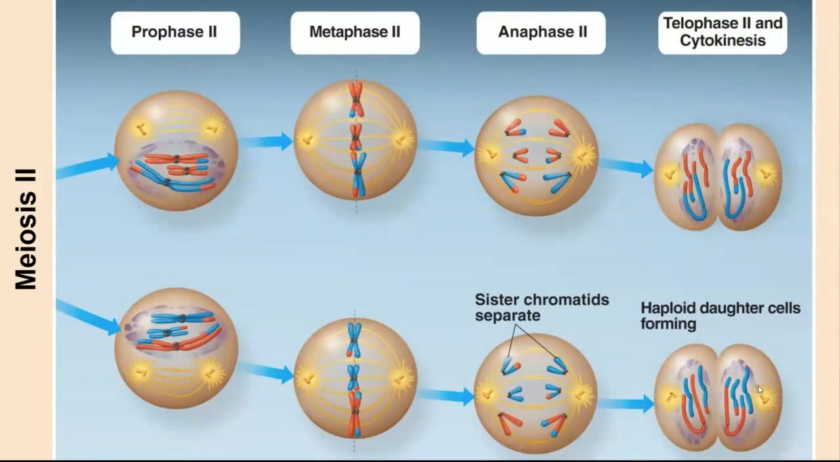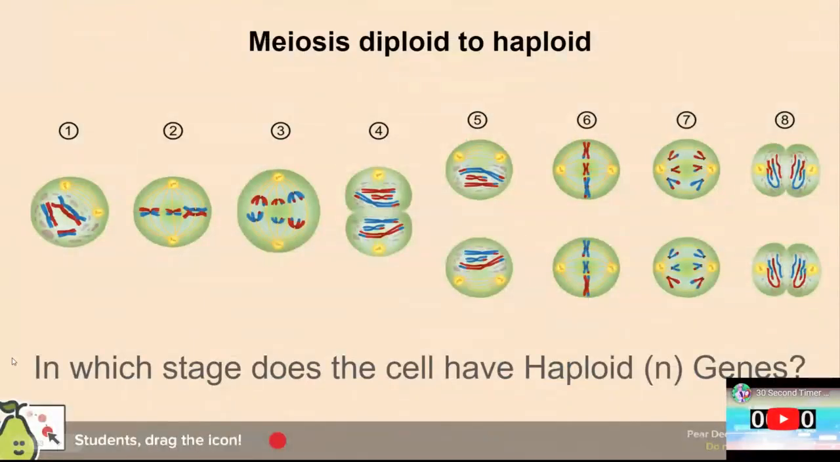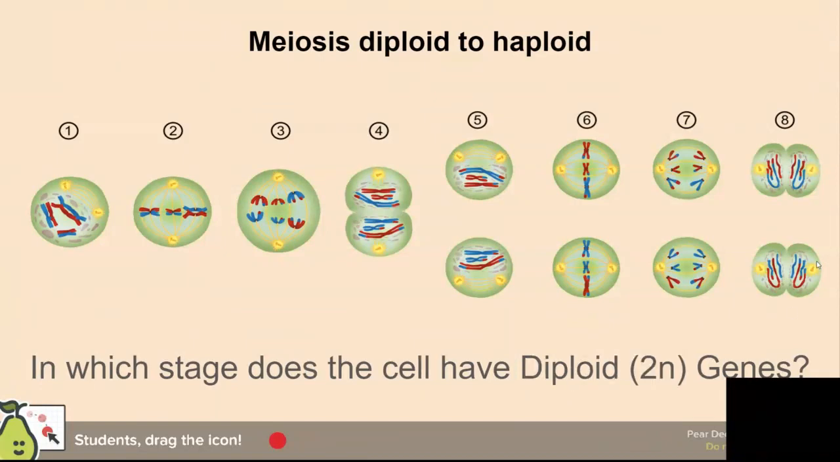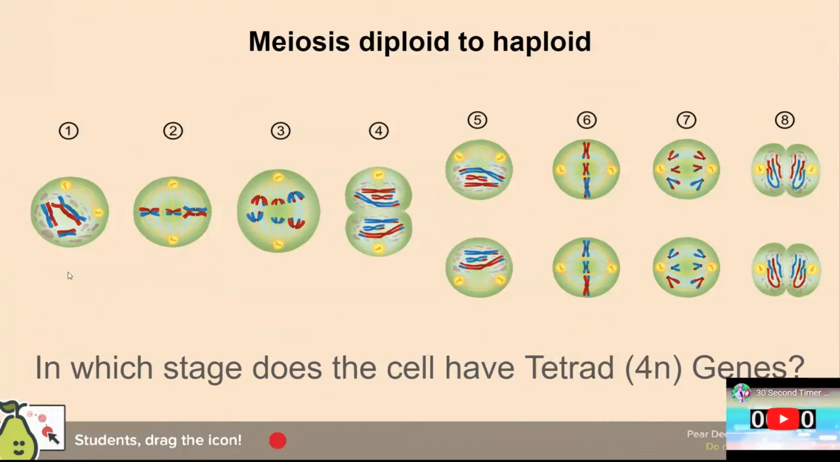Then we go through prophase 2, metaphase 2, anaphase 2, and we end up with 4 genetically unique haploid gametes. In which stage do we have haploid genes? Only in stage number 8. In which stage do we have diploid genes? Well, we have diploid genes like right here. These are all diploid as they're being divided, but I would say number 5. And then when do we have a tetrad? Well, we have a tetrad right here in prophase 1. That is only because we duplicated the DNA in S phase.